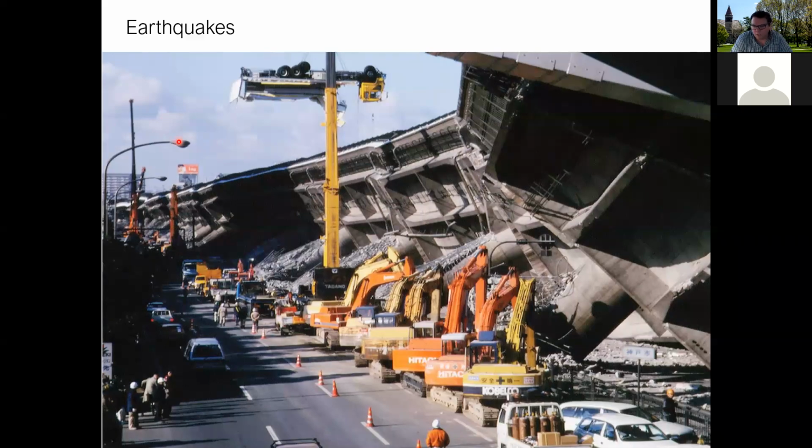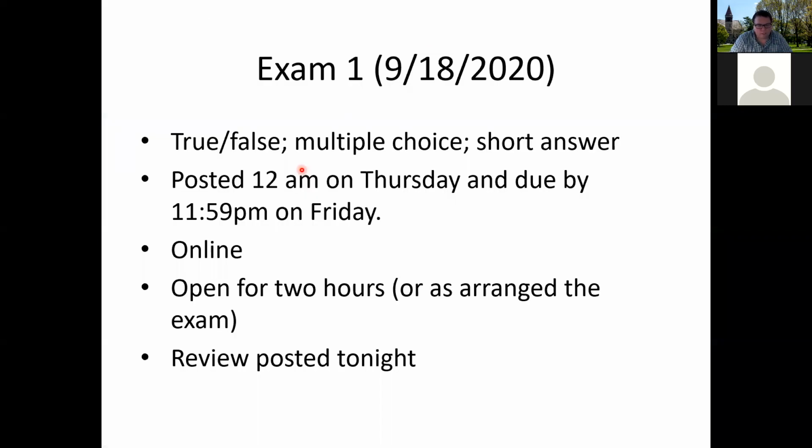Situations. So we're going to talk about earthquakes today. Before we get too far along with earthquakes, what I'd like to do is remind you just briefly that the first exam for the class is going to be this Friday, September 18th, officially.